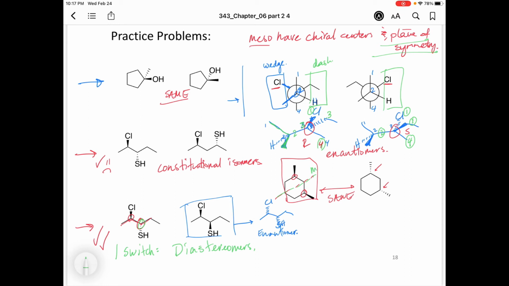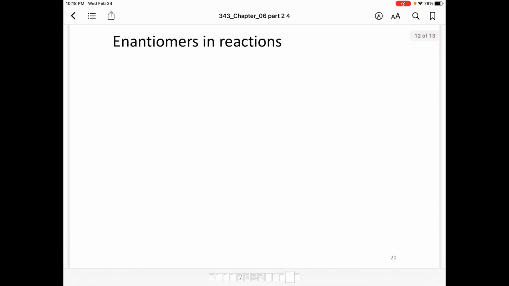This is a meso compound, and it's just a term we say about this compound. It has chiral centers, but it has a plane of symmetry. That means it does not have an enantiomer. The thing that looks like an enantiomer is not an enantiomer. It's actually the same. So this is a meso, and these would be labeled as the same compound. Also, you would say it's a meso compound in particular.